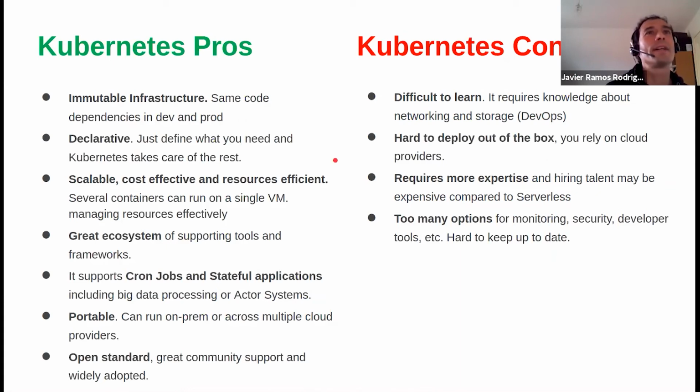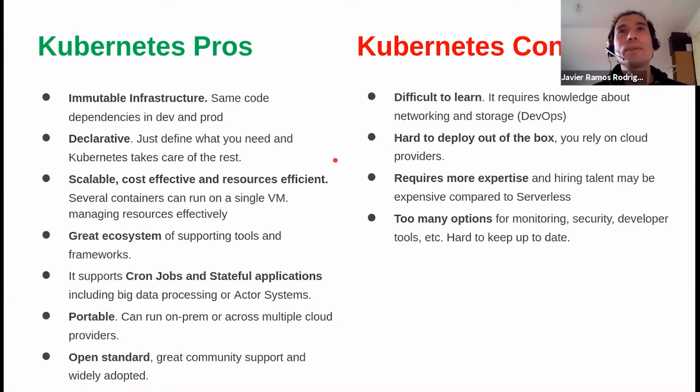and the resources are very efficient, right? In a single VM, you can run multiple containers. There's a great ecosystem, lots of tools and frameworks. It supports cron jobs, stateful applications, even big data processing or complicated actor systems for distributed systems. It's portable. That's a great advantage. So many CTOs go for Kubernetes because it allows them to migrate to different cloud providers or have a hybrid solution, and it's an open standard.